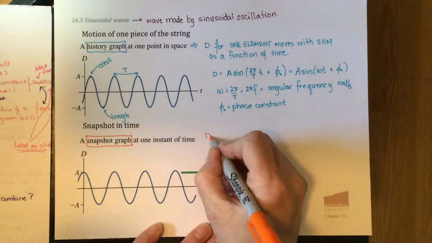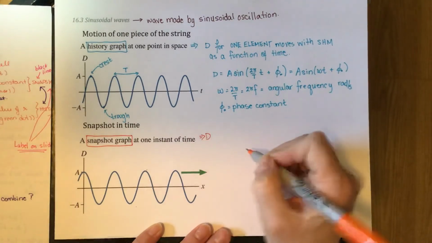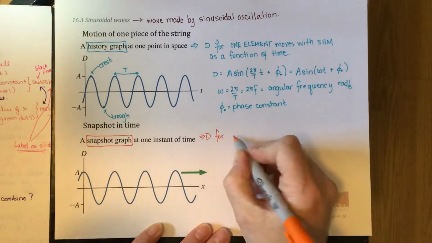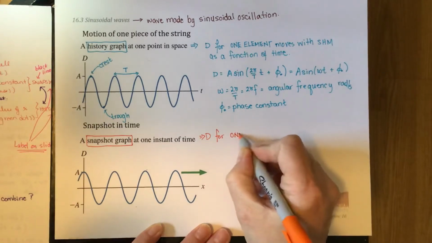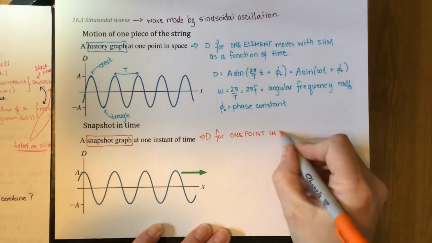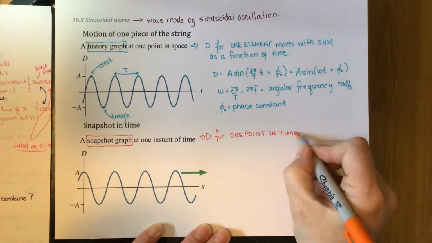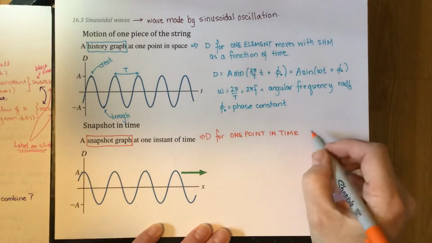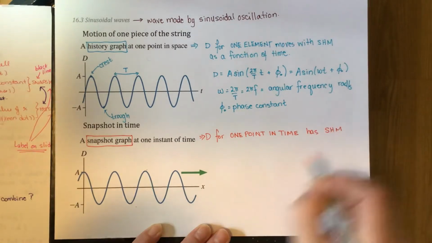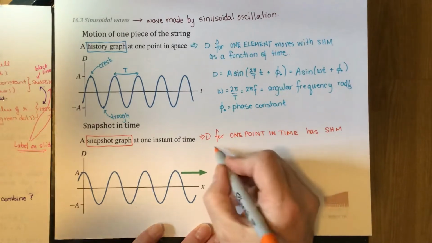So for this graph, D for one point in time also has simple harmonic motion. So SHM for simple harmonic motion as a function of position.